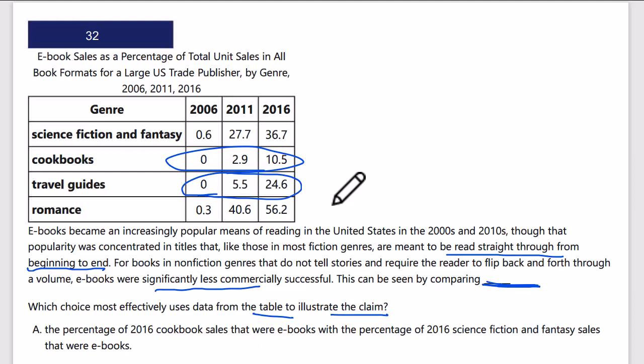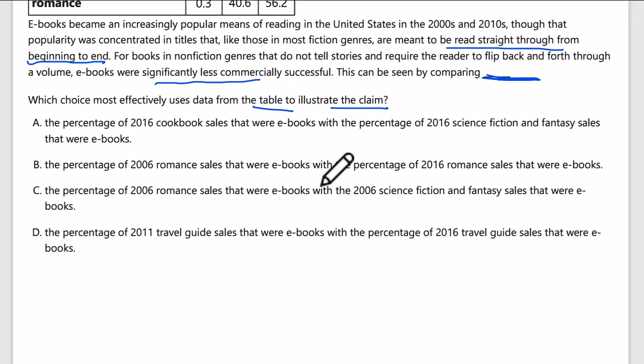My predicted answer here would be comparing the high jump in romance and science fiction versus cookbooks and travel guides. Let's see. The percentage of 2016 cookbook sales that were ebooks with the percentage of 2016 science fiction and fantasy sales that were ebooks. By comparing 2016, yeah, that's probably the year I compare them because they're all 10 years earlier or near so. Just cookbooks, not travel guides. I mean, this is the main one. So I'm going to check that. That looks good. Let's just check other answers.